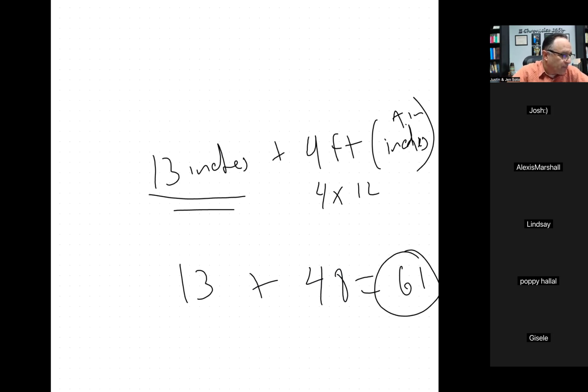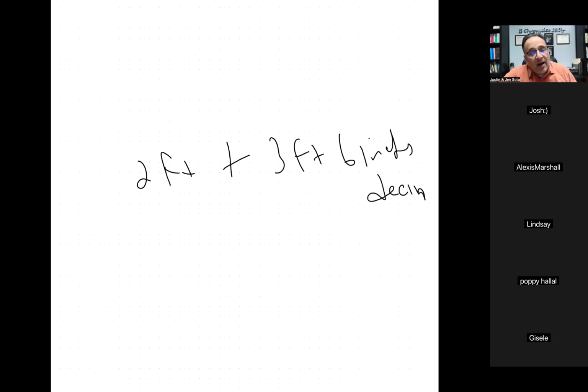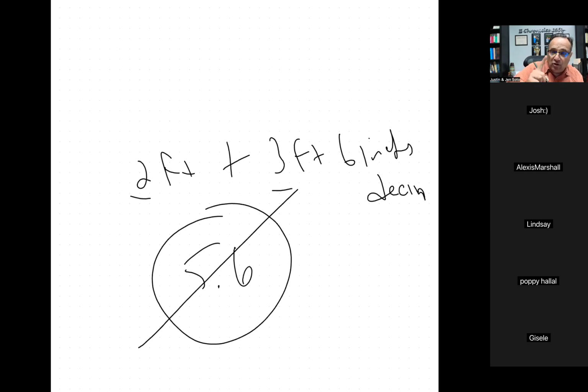For number 7, I'll do number 7 for you, then I'll have you do number 8, okay? And we'll do it together, actually. Okay, it says they want us to add 2 feet and 3 feet 6 inches, okay? And they want us to make it a decimal. So again, in your mind, what you're going to want to do is this. You're going to want to say, well, 2 plus 3 is 5, and my answer should be 5.6. But again, it's not. I'll show you why.